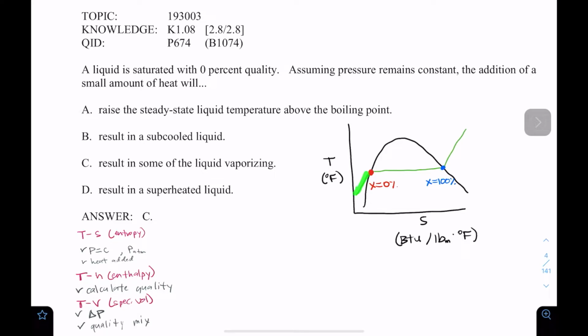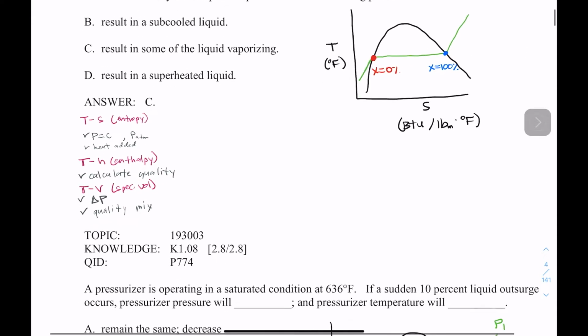Subcooled liquid will be here and we are not going in this direction. That would be like if we remove heat. If I'm here and I remove heat, maybe I can have subcooled liquid, right? Raising the steady state liquid temperature above the boiling point would be different, or if it results in superheated liquid, I'd have to go this way, right? So that's why Charlie is the answer for this one.